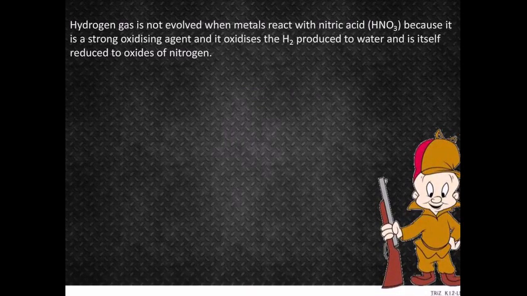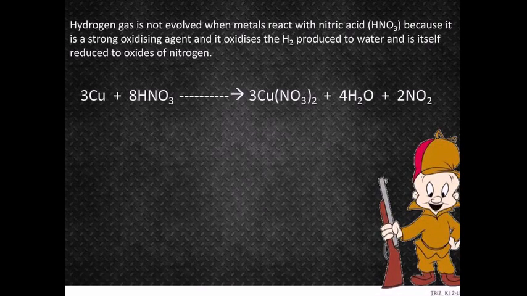Hydrogen gas is not evolved when metals react with nitric acid, HNO3, because it is a strong oxidizing agent and it oxidizes the H2 produced to water and is itself reduced to oxides of nitrogen. 3Cu + 8HNO3 gives 3Cu(NO3)2 + 4H2O + 2NO2.